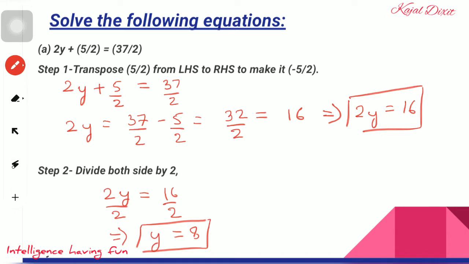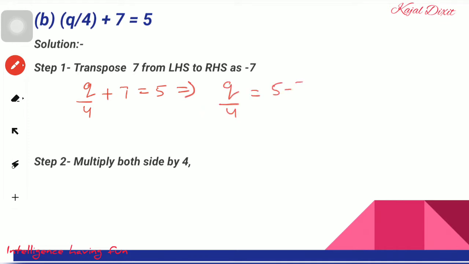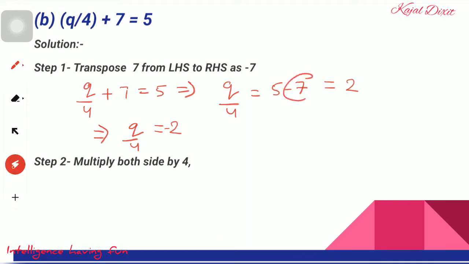Let us solve another similar equation. Here the equation is q by 4 plus 7 is equal to 5. So the first step will be to transpose this 7 onto the other side. Let us write the equation first. q by 4 plus 7 is equal to 5. After transposing 7 we will get 5 minus 7 on the other side. So the equation after the first step will be q by 4 is equal to minus 2, since we are having plus 7 over here, and 5 minus 7 will be minus 2.